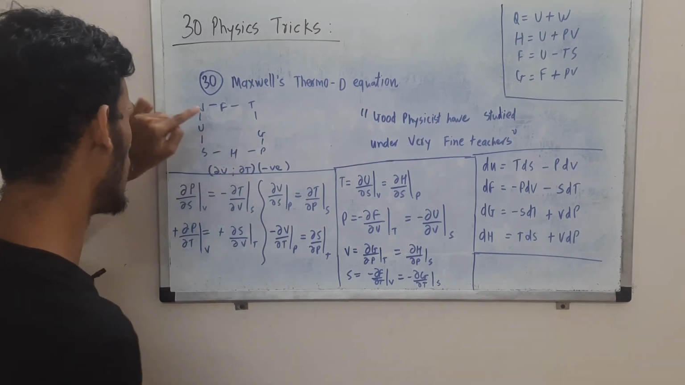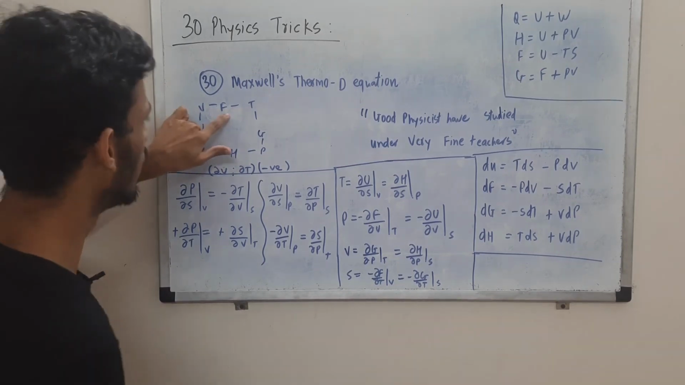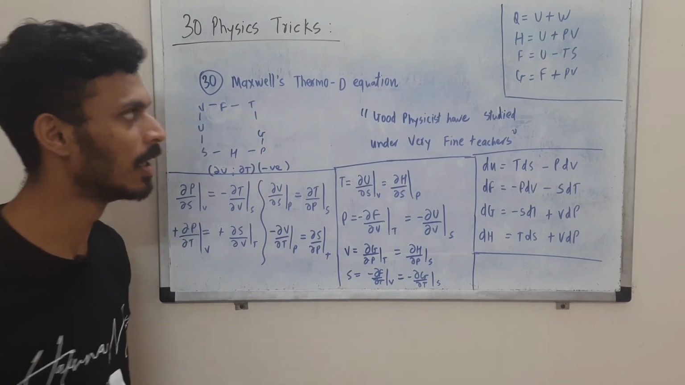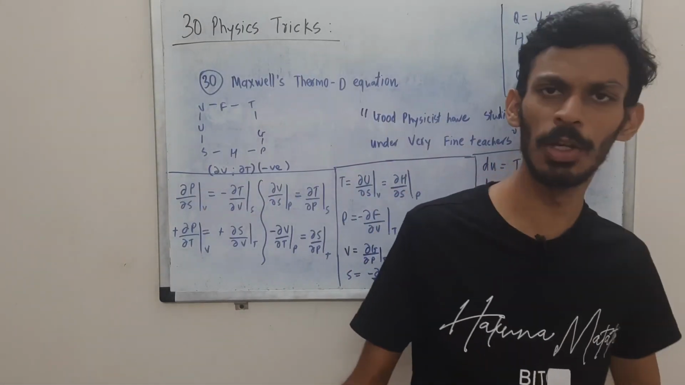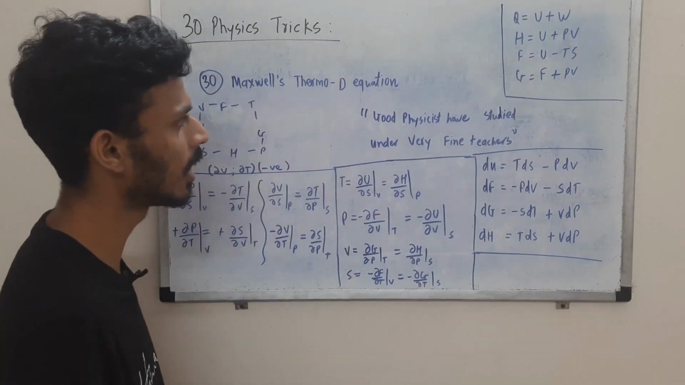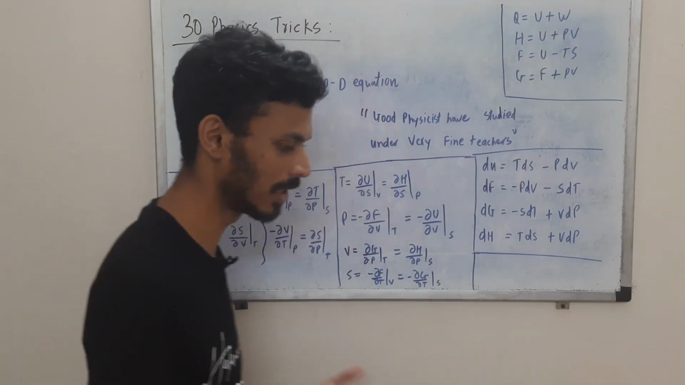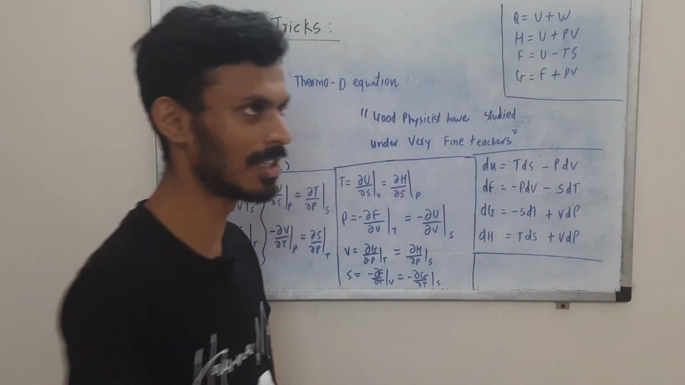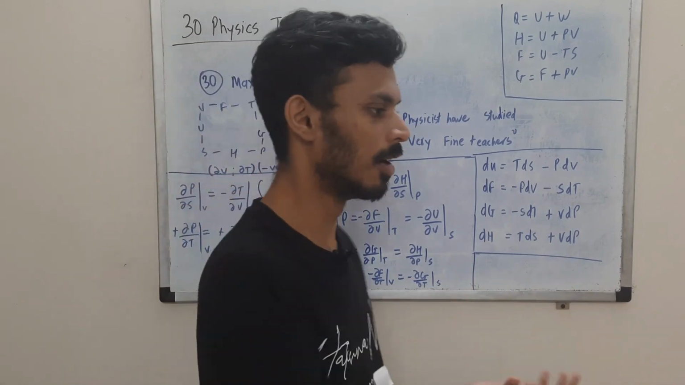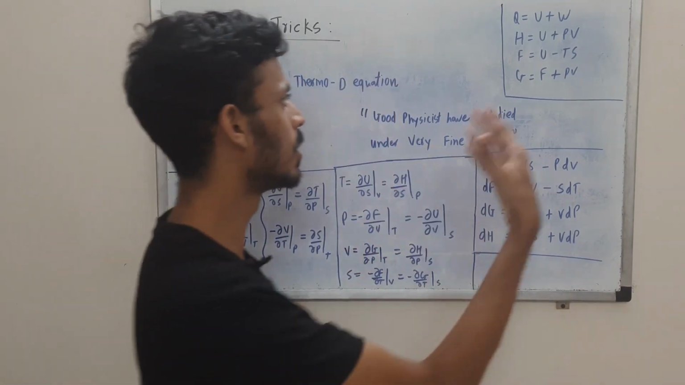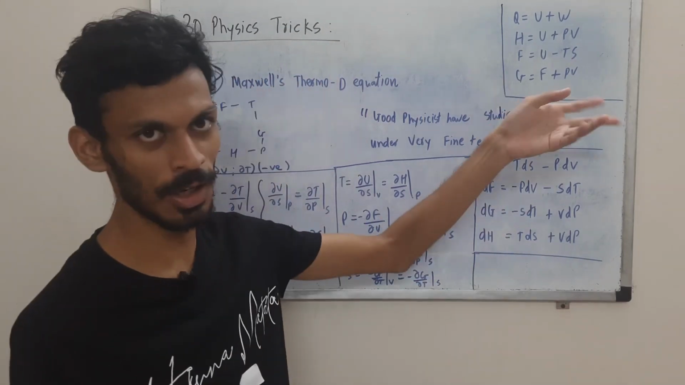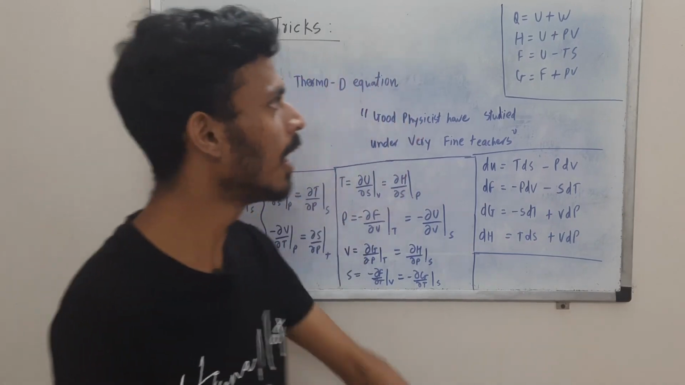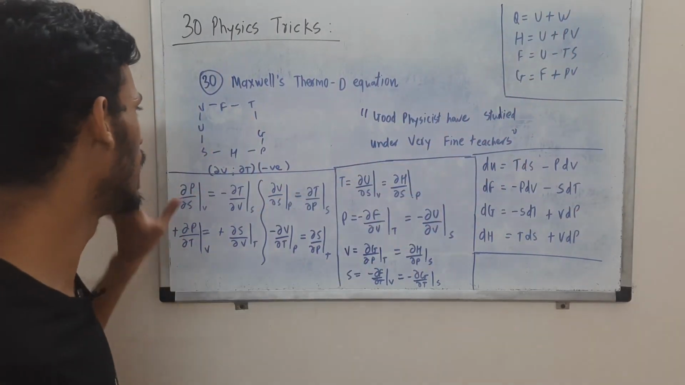Gibbs energy, Helmholtz energy, internal energy, enthalpy. Temperature, pressure, entropy, volume. Now these are something I expect you to remember. These are simple relations. The first one is itself conservation of energy, or the first law of thermodynamics, right? Heat provided will increase the internal energy, and some amount will go to do the work. So Q is equal to U plus W. Also H is equal to U plus PV, you learn this, and F is equal to U minus TS, G is equal to F plus PV. I expect you to remember this. The rest we can derive using this.